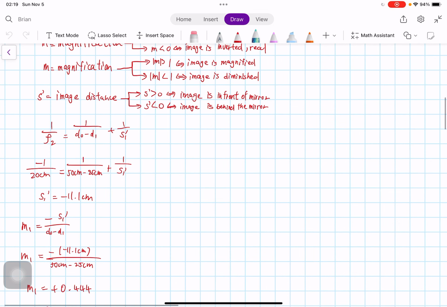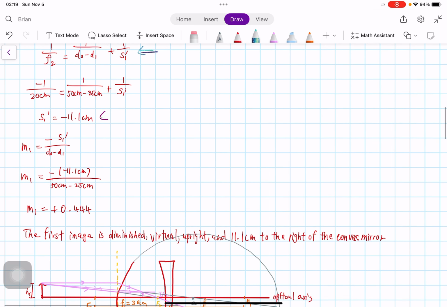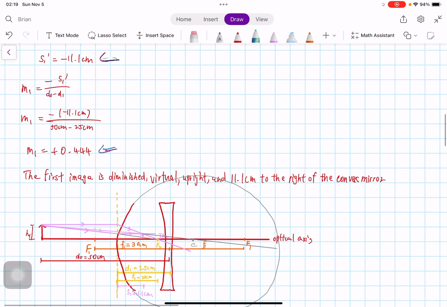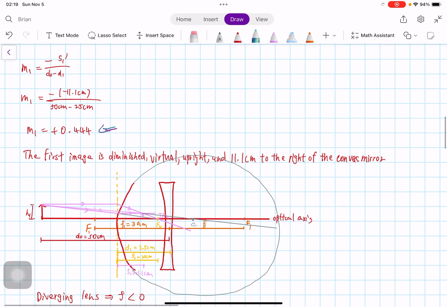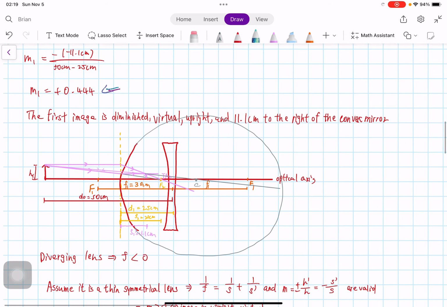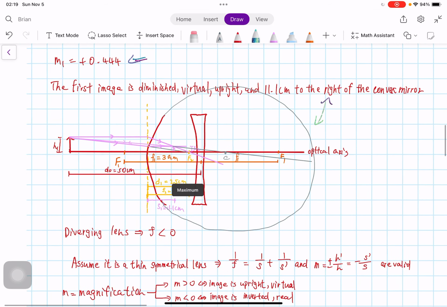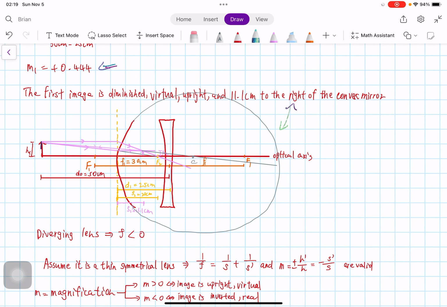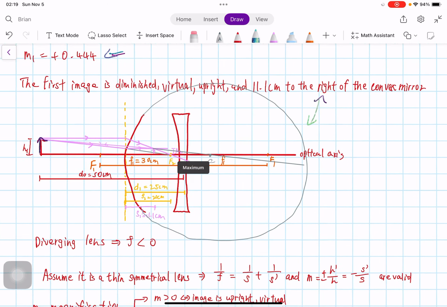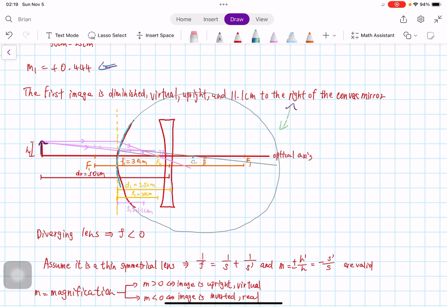So after we apply the thin mirror equation, we have the image distance and we have the magnification. So we say the first image is diminished, virtual, upright, and 11.1 centimeters to the right of the convex mirror. And we're trying to double confirm this result with a ray diagram. So we have the object here, and then we have the mirror here.